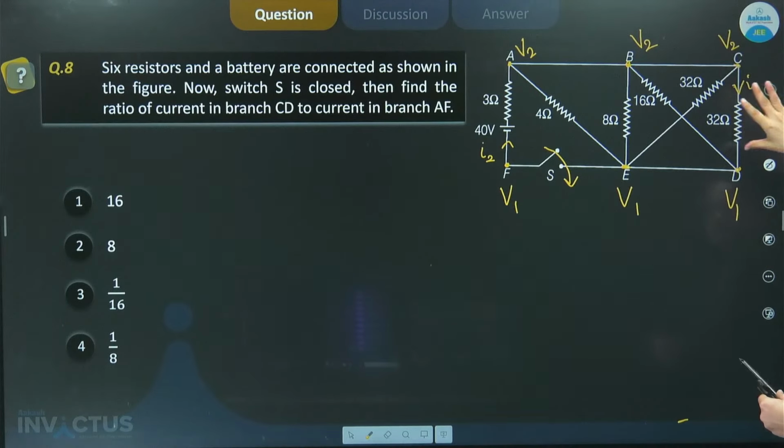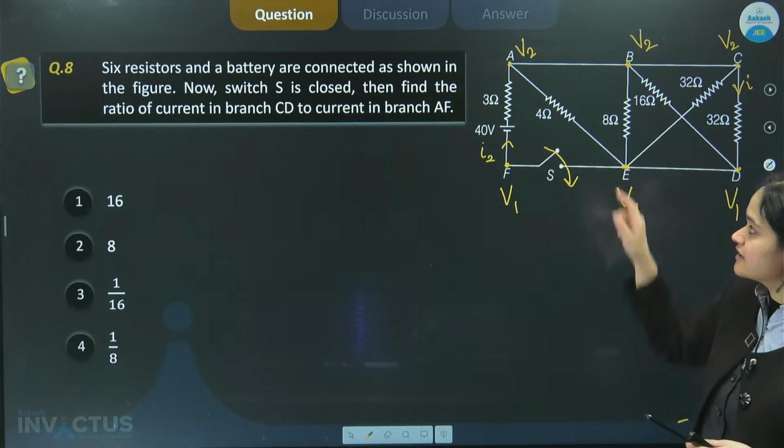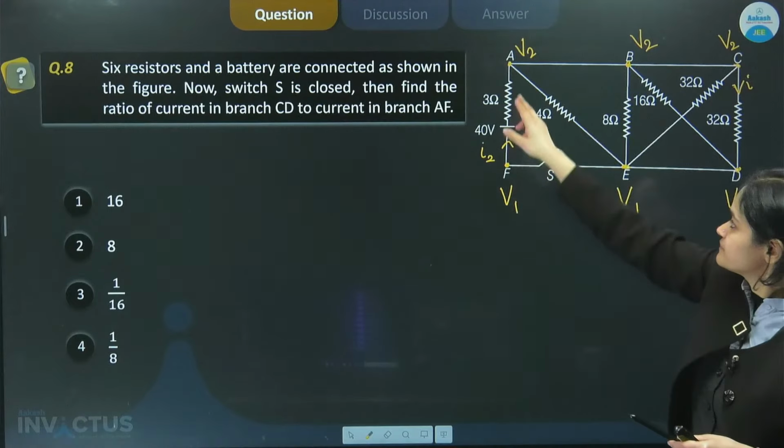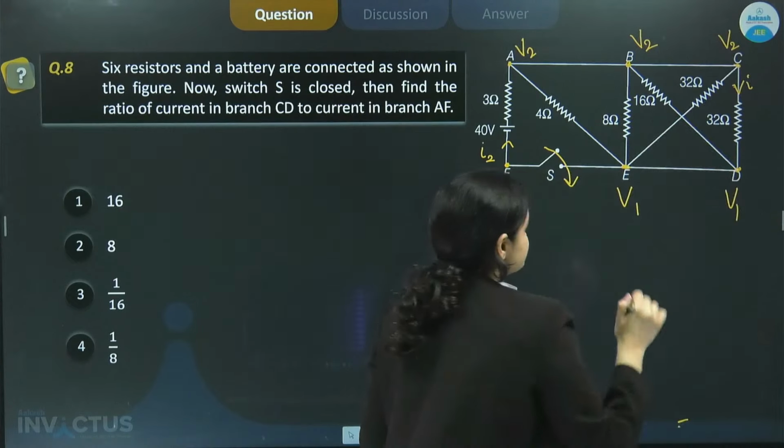So if you look at any of these resistors, the potential difference is V1 minus V2, and similarly all the resistors are at the same potential difference. Starting from A to E, all the resistors in this branch have potential difference V1 minus V2. So this is going to give you a parallel combination of all the resistors, right?